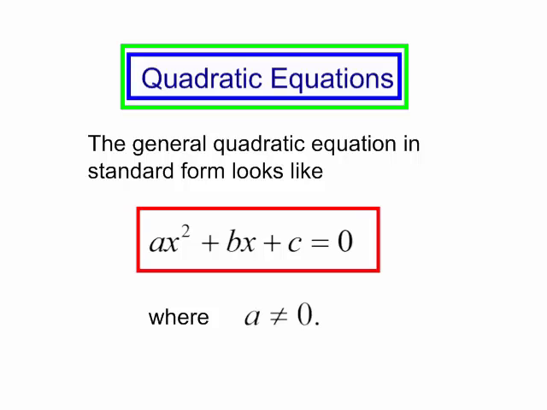where a does not equal 0. If a was equal to 0, I would have 0 times x squared, which is just 0. I would not have a quadratic equation. I would have a linear equation. So a cannot equal 0.